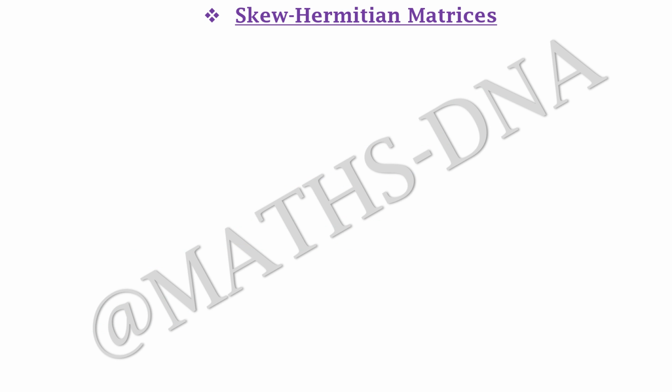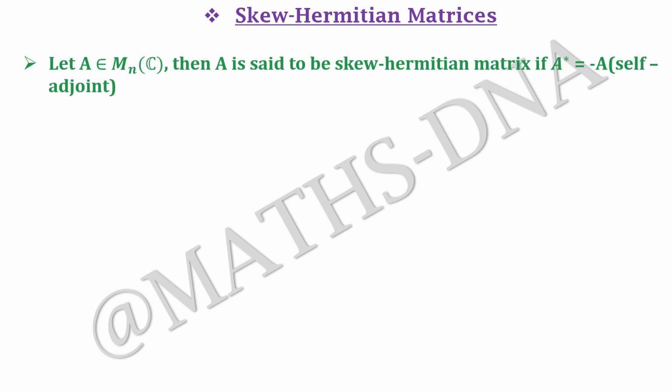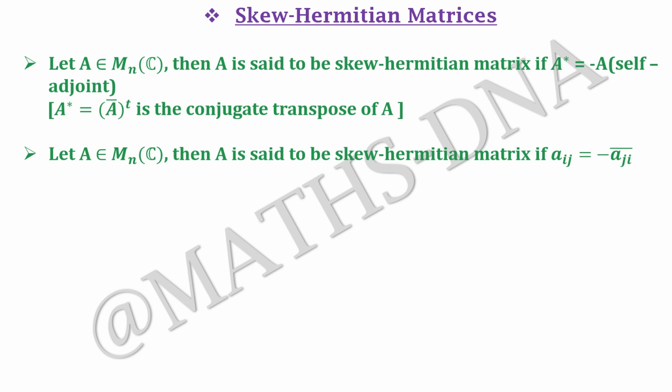Now we will discuss skew-Hermitian matrices. Now what are skew-Hermitian matrices? Let A belong to M_n(C), then A is said to be a skew-Hermitian matrix if A star equals minus A, where A star is the conjugate transpose of A. Another definition for skew-Hermitian matrices: let A belong to M_n(C), then A is said to be skew-Hermitian if Aij equals minus Aji conjugate.